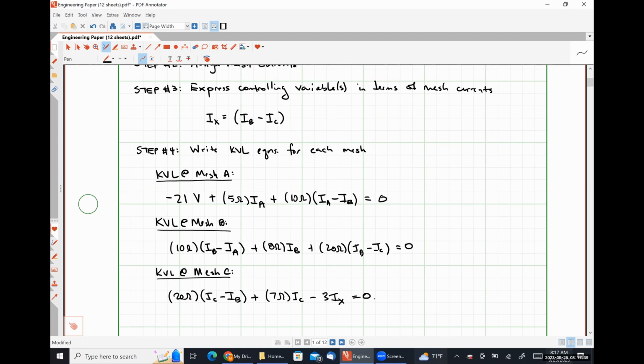is equal to 0. So we currently have 4 equations and 4 unknowns. We can break this down into a 3 equation, 3 unknown system by making the substitution that Danielle suggested and simply replace that Ix with IB minus IC. So at this point, we are able to solve this system of equations. So let's do just that.